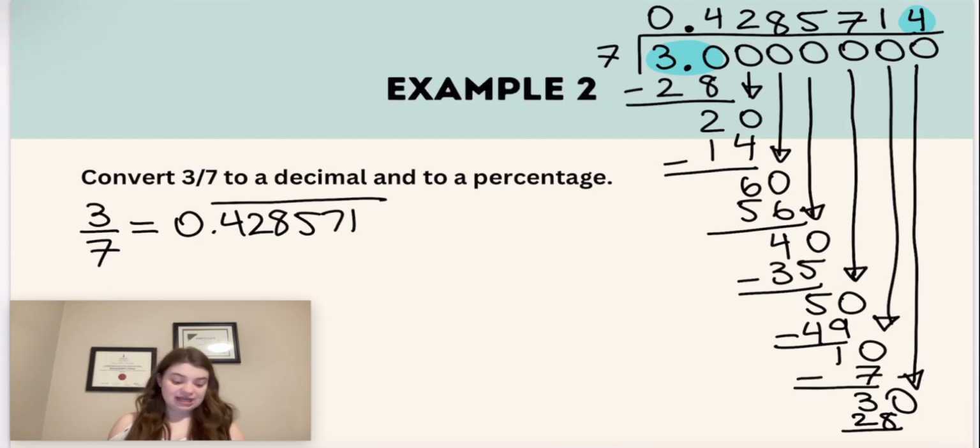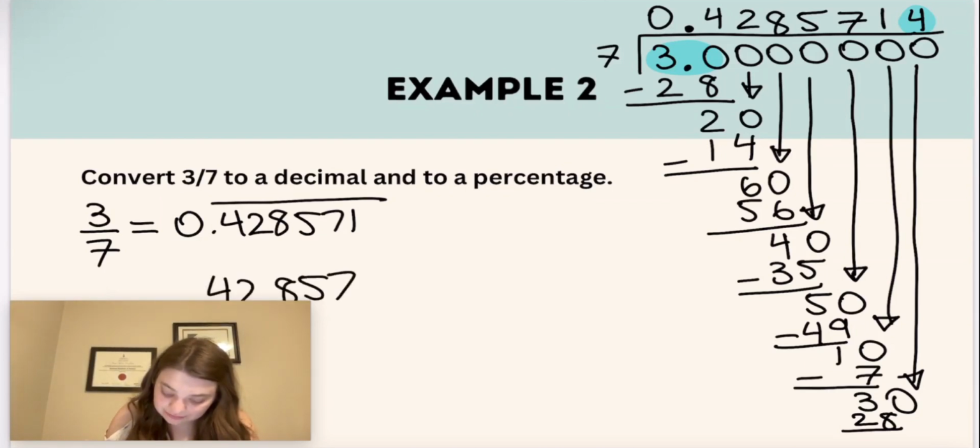Now, what about our percentage answer? Well, recall that a percentage is just the value out of 100. So to go from a decimal to a percent, we just move the decimal point over 2 places to the right and then write a percentage sign. So it would be 42.857, and then all the same stuff repeating again, percent.